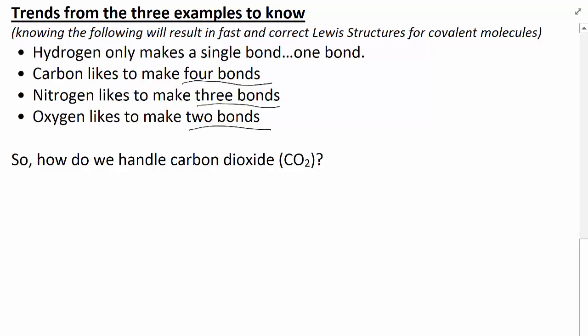All right, so if we know this, we can easily create a lot of these Lewis dot diagrams without a lot of hassle. Okay, so for example, how do we handle something like carbon dioxide? Well, if I look at carbon dioxide, carbon likes to make 4 bonds. And it's only got 2 things that it can bond to.